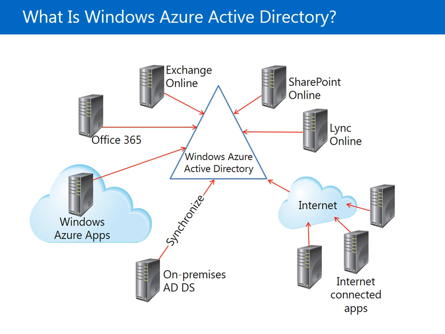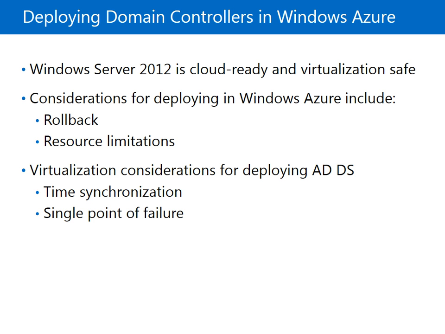So there's your Azure directory, deploying domain controllers. 2012 is already able to go there. We obviously know virtualization and Hyper-V do work there. Some of the things to worry about: physical resources, bandwidth resources, virtualization considerations, your synchronization, single point of failure. Nothing, I think, too new there.